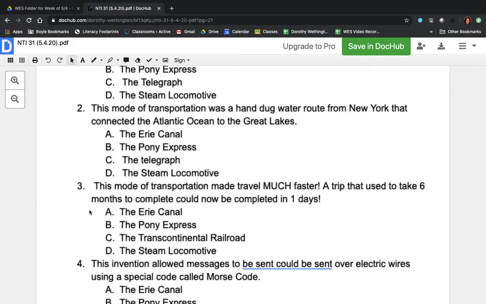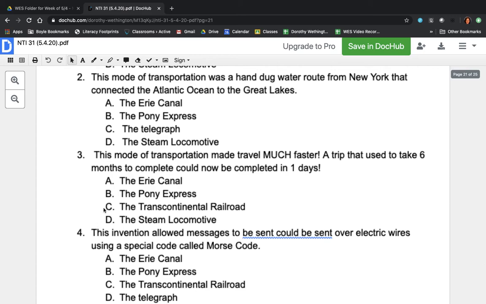Question 3. This mode of transportation made travel much faster. A trip that used to take 6 months to complete could now be completed in 10 days. That should say 10 days. A. The Erie Canal, B. The Pony Express, C. The Transcontinental Railroad, or D. The steam locomotive.